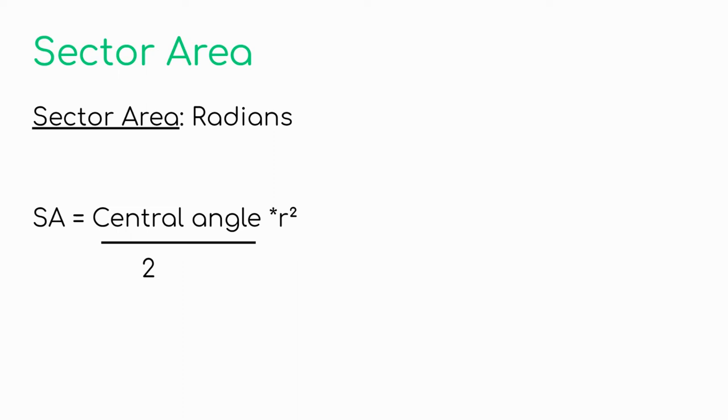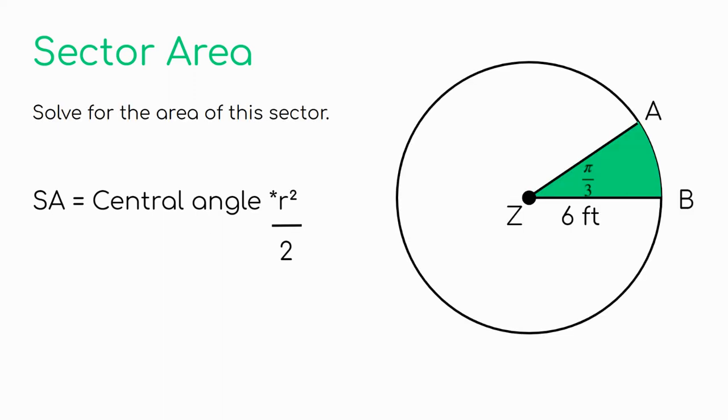Now I'm going to rearrange this formula just a little bit because trust me, it's a lot easier if you move the divide by 2 underneath the r squared. So go ahead and write down this formula: sector area equals central angle times r squared over 2. Here's an example. I want to know the area of this sector where the angle is pi over 3.